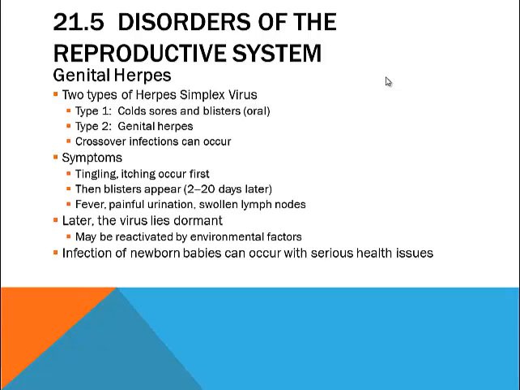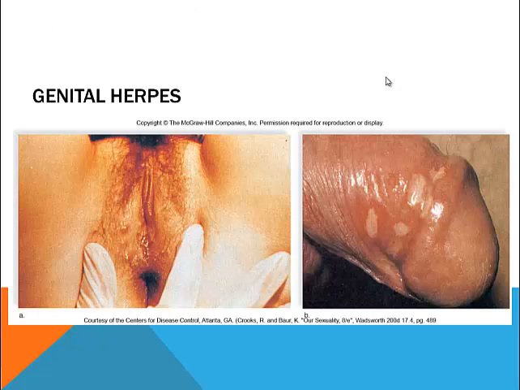Infants can be infected if they pass through the reproductive system of a mother with active blisters. Within 1 to 3 weeks, the infant can become gravely ill, become blind, have neurological disorders, including brain damage, and die. Therefore, it's recommended that women who have genital herpes get a C-section. And here's your picture.